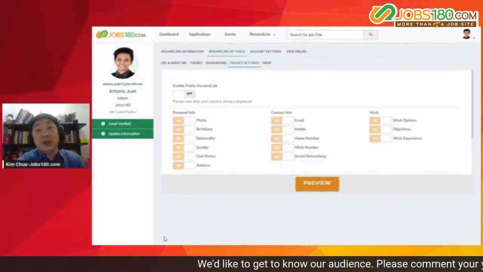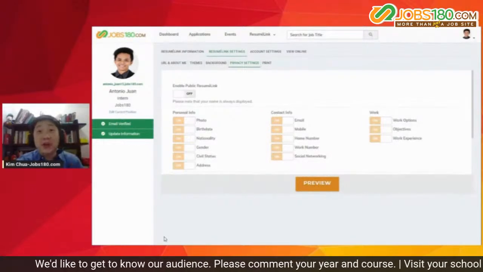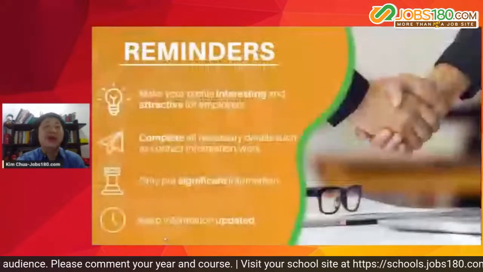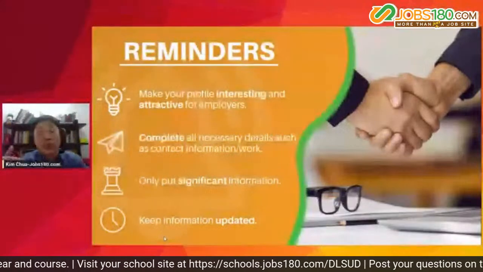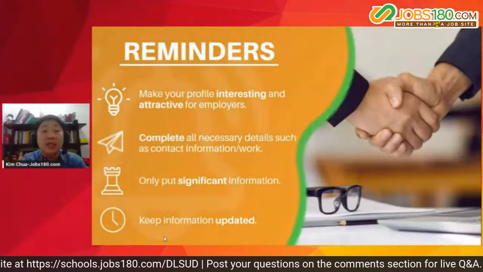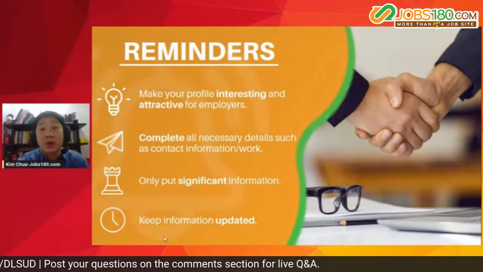If you want to turn off everything, then okay lang. You can just turn off the button. Enable public ResumeLink, off. Wala nang lalabas sa public. Kahit na anong information. Okay? So, yan ang ire-remind ko sa inyo. The second step is for you to complete information, and in doing so, please make sure that your profile is interesting, diba? Yung information mo kompleto at updated ang details nyo para mabilis kayo makontak ng mga HR.